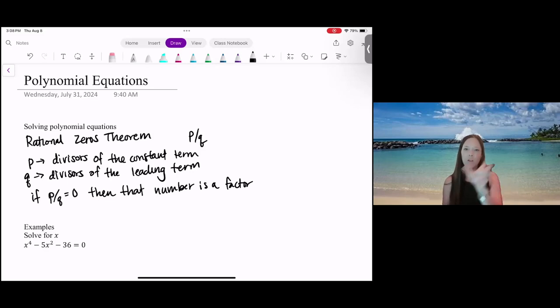And once you do that, you have a factor, and you can then divide out that factor, reduce down your polynomial, and then continue to solve that way. So you could use synthetic division, which is probably my favorite, versus polynomial division to help you once you get a factor to reduce down your polynomial.